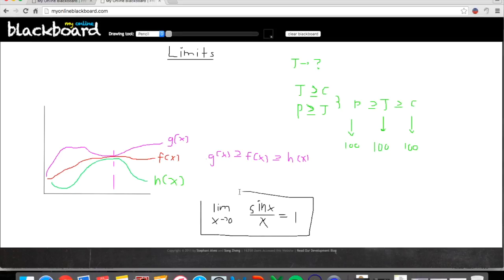Now, there are multiple ways of proving this, and there's actually a really simple way once we get to derivatives, but we can also use the Squeeze Theorem. And the way we use the Squeeze Theorem is by coming up with two functions, one that is always greater than sine of x, and one that is always less than sine of x, and then we just have to prove that those two functions at this point both equal 1.